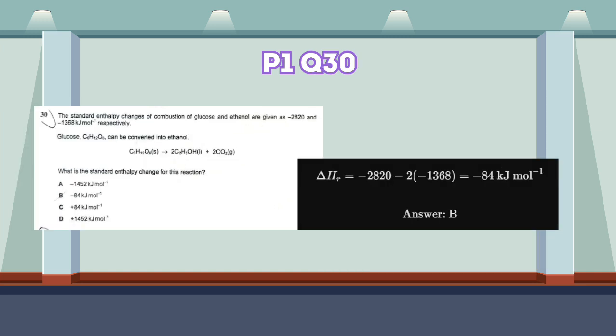And then the next question is from paper 1, question 30, and we use the formula of delta H reaction, and we insert the number: minus 2,820 minus 2 times minus 1,368 equals minus 84 kilojoule per mole, power of minus 1. The answer is B.